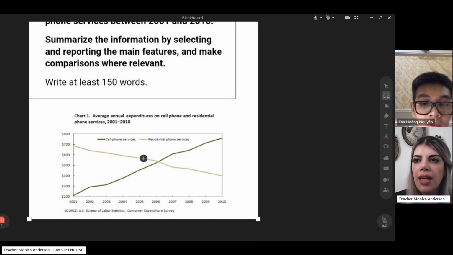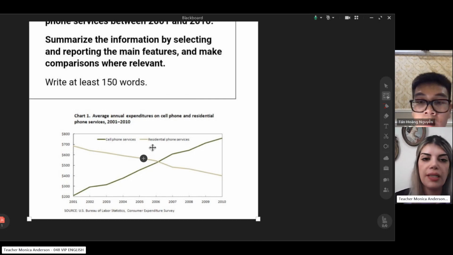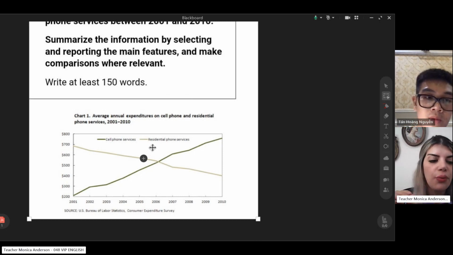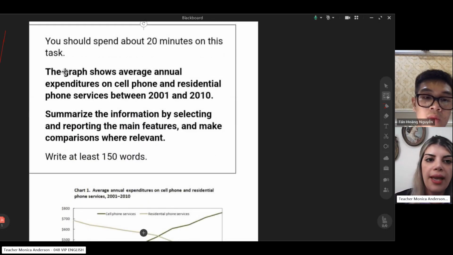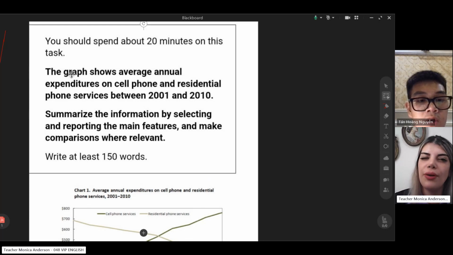So now, just before you start answering, let me put your picture here. Before writing about this line graph, let me tell you how to write. The first thing that you need to mention in your writing is to introduce the line graph, what it illustrates. You can use this, but paraphrase. For example, expenditure, let me change it to cost.